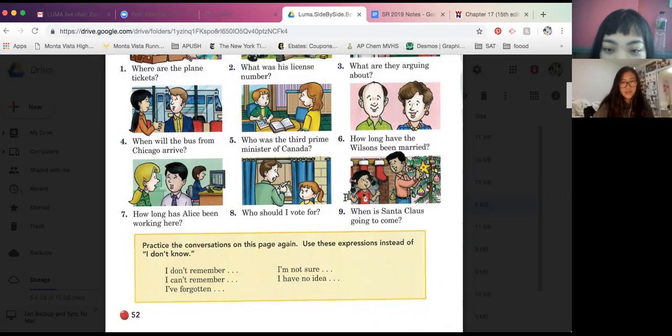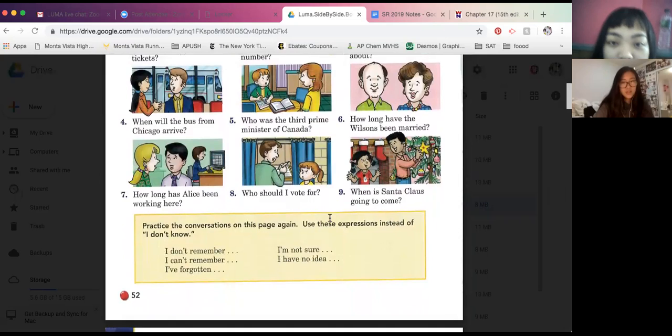I don't remember how long the Wilsons have been married. How long has Alice been working here? I'm not sure how long Alice has been working here. Okay. Who should I vote for? I have no idea who I should vote for.